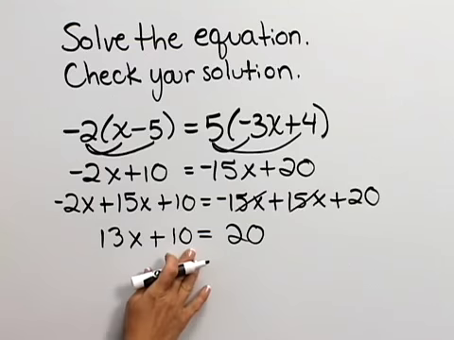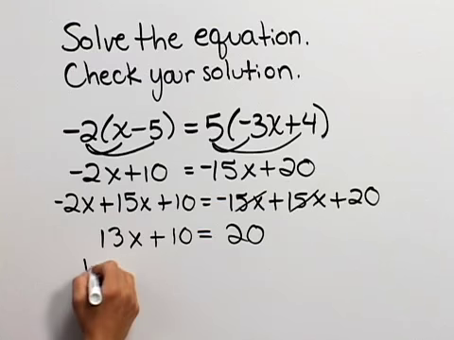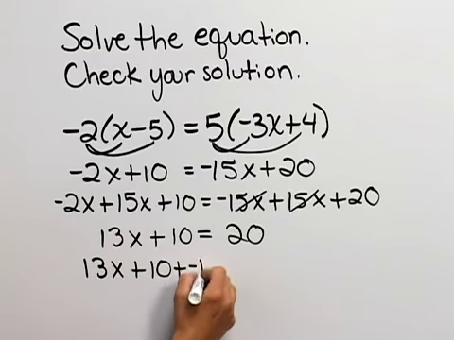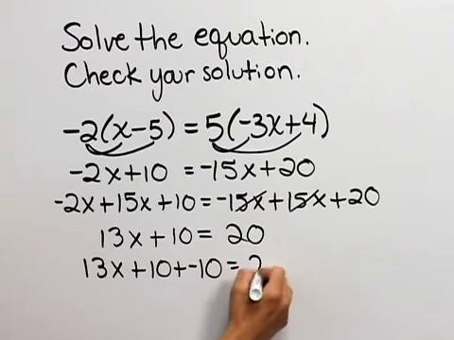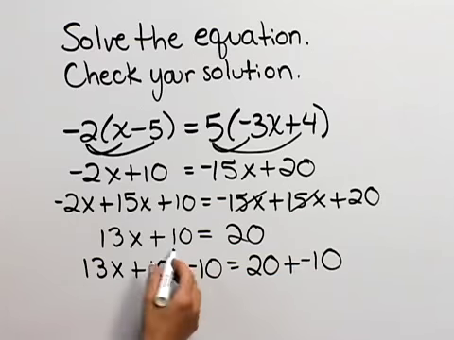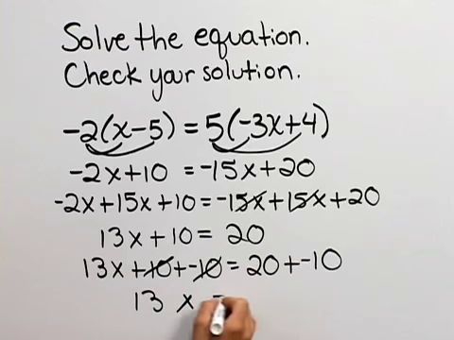Finally, we need to move our 10. The opposite of adding a 10 is adding a negative 10. So we'll add a negative 10 to both sides of the equation. Remember, if you add it to one side, you need to add it to the other side. These cancel, and we have 13x equals 10.